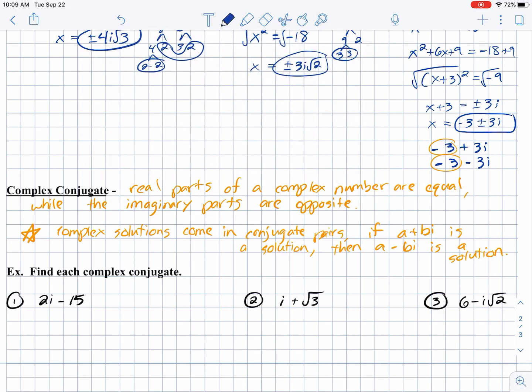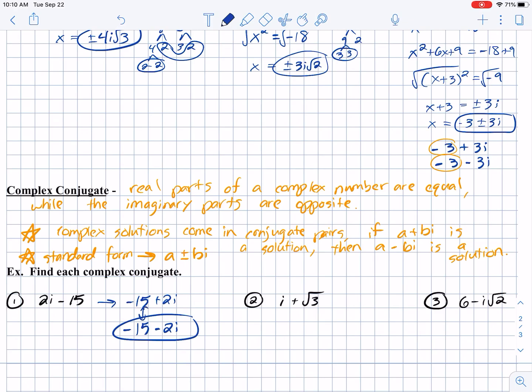So this last piece here, if you're asked to find the complex conjugate, and remember, sorry, something else we should have mentioned, in standard form for complex numbers, standard form is always a plus bi, so the real part comes first. Well, if you're looking at number 1, not written in standard form yet, right? Standard form should be negative 15 plus 2i. If we want the conjugate, you would just have the opposite imaginary part. So the conjugate of 2i minus 15 would be negative 15 minus 2i, just the opposite. The real part stays the same, right? Negative 15 stays the same.